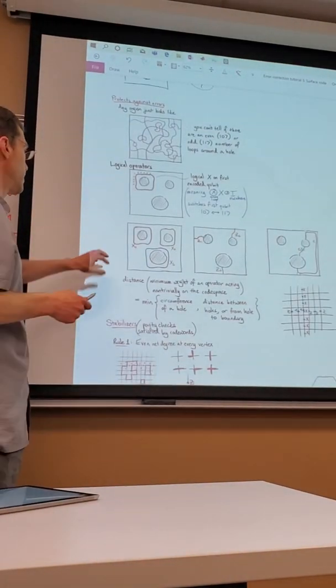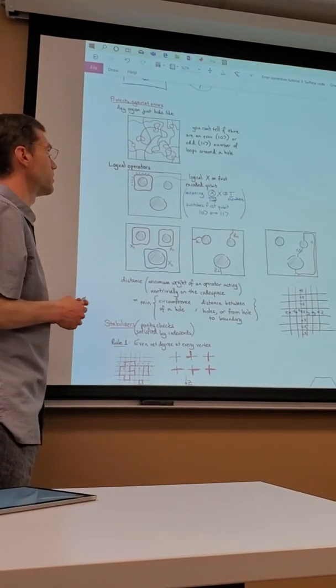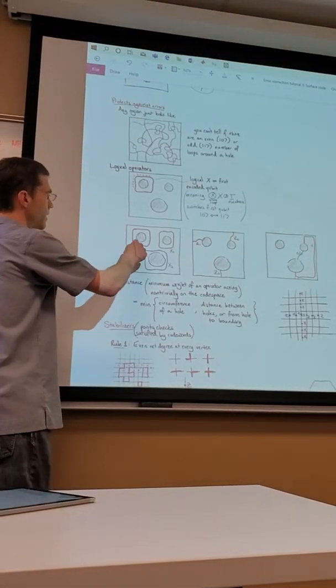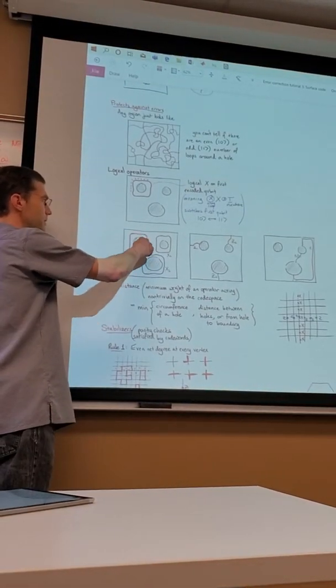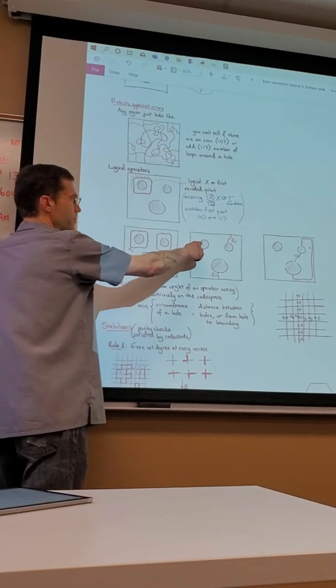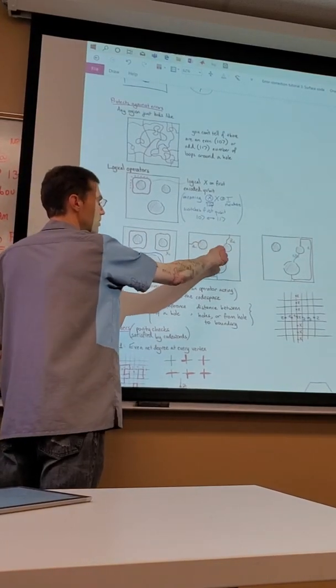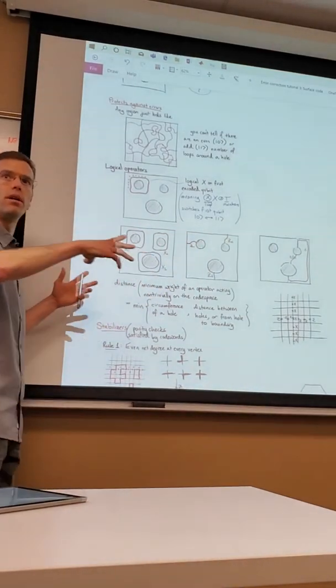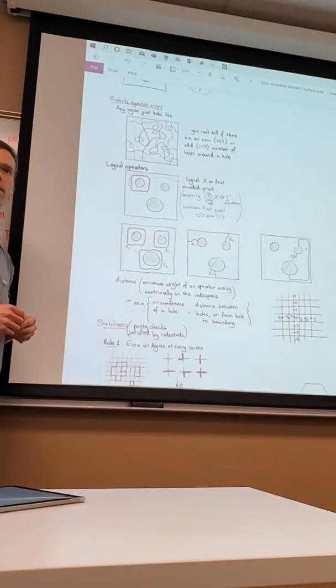And then the distance of the code. The distance of the code is the minimum weight of any logical operator. Here that means it's either the minimum distance around one of these holes, or the minimum distance from one hole to another hole, or the minimum distance from the hole to the boundary, whichever is smaller. So you want all the numbers to be big if you want to get a high distance code.